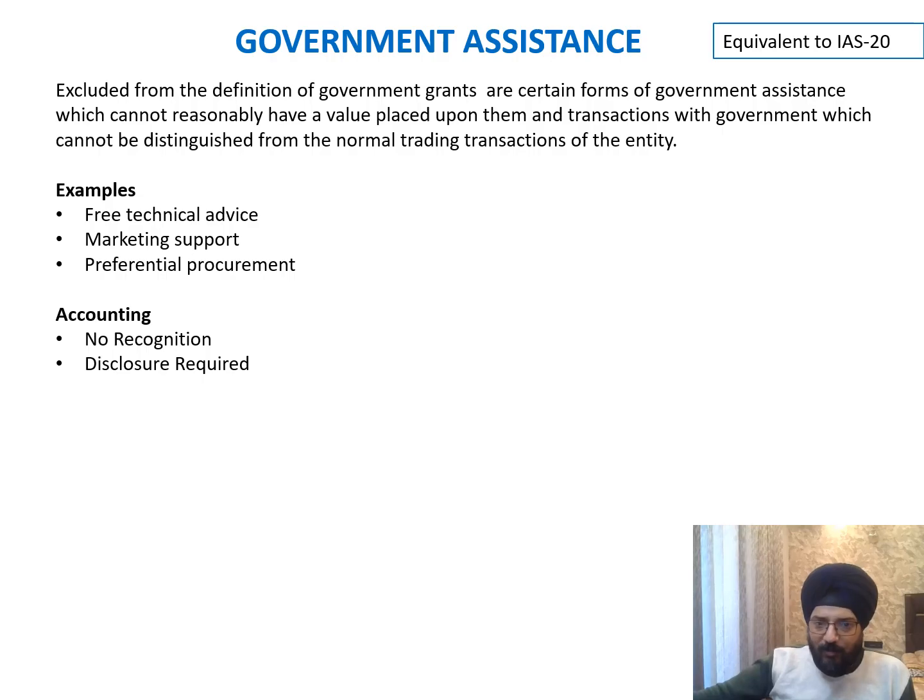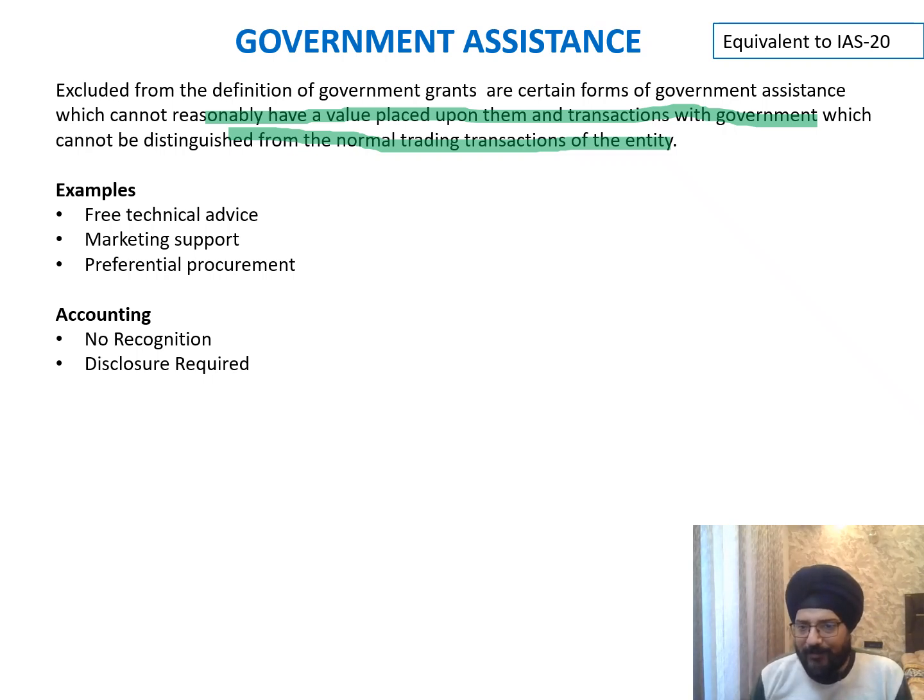Okay, now we'll talk about government assistance. Certain forms of government assistance are excluded from the definition of government grants: assistance which cannot reasonably have a value placed upon it, and transactions with the government which cannot be distinguished from the normal trading activity of an entity. Typically these are normal assistance provided by the government which cannot be translated into monetary benefit directly, and these are largely given to a set of entities or a particular zone or particular set of industry.